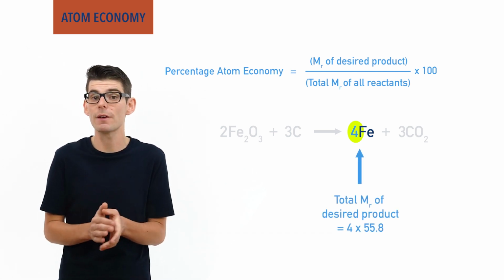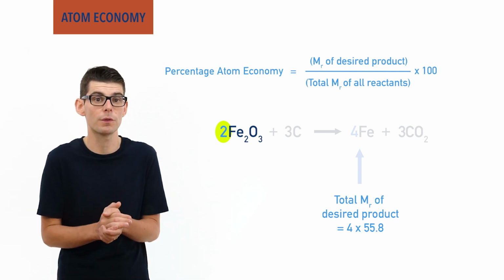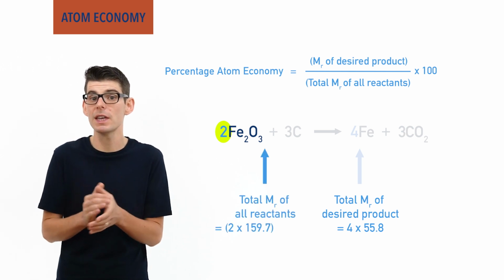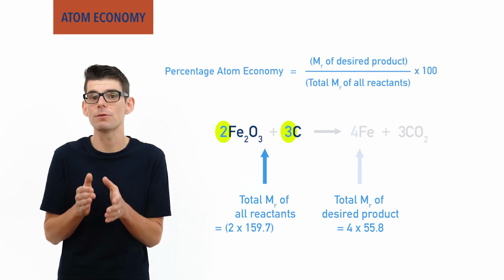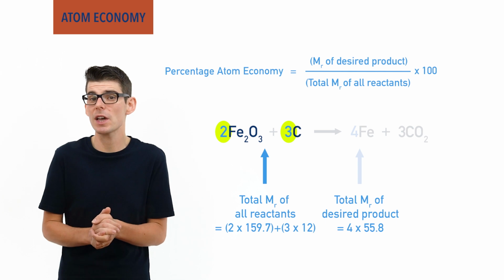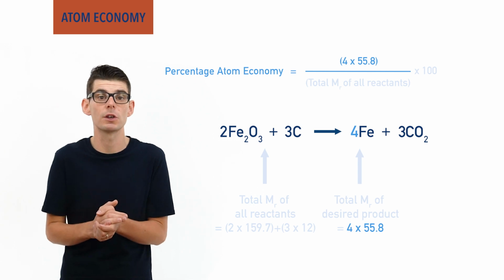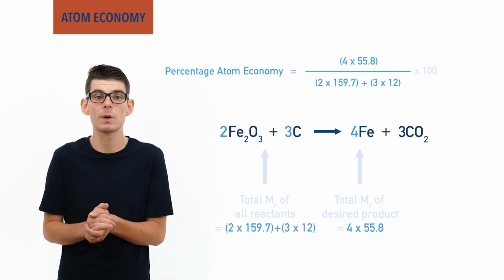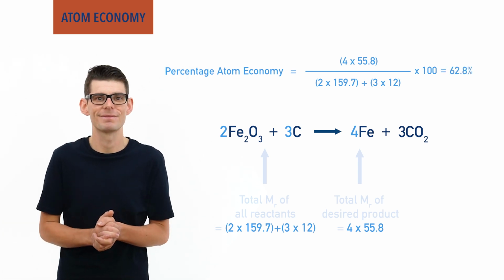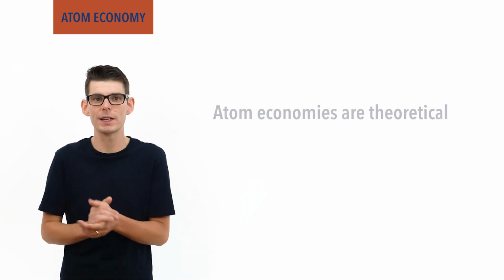The 2 in front of the Fe2O3 means we also have to multiply the relative molecular mass of Fe2O3, 159.7, by 2. Equally, the 3 in front of the C means we have to multiply the relative mass of carbon, 12, by 3. This gives percentage atom economy equals 4 times 55.8 divided by 2 times 159.7 add 3 times 12, all times 100, which is 62.8%.